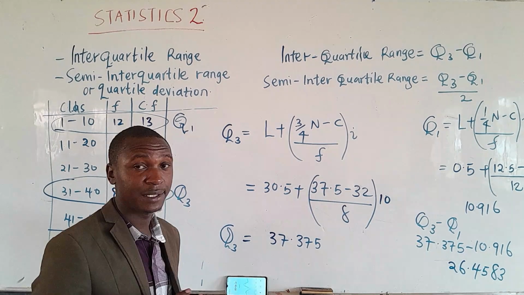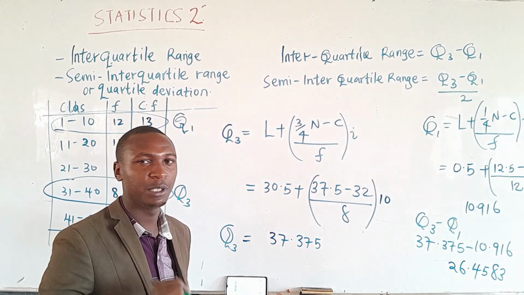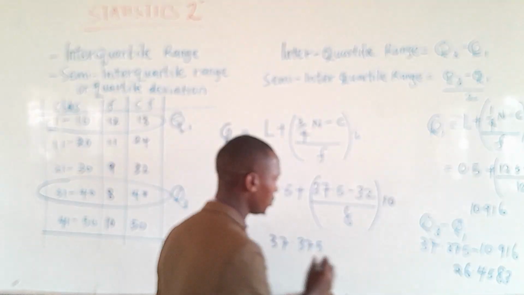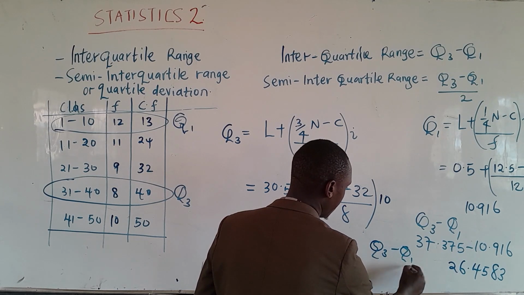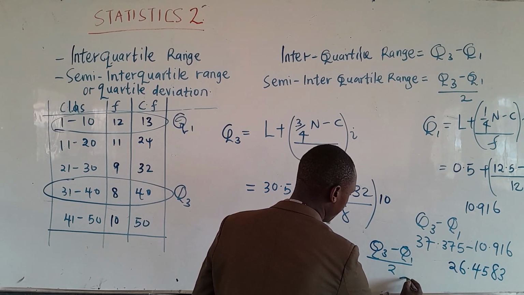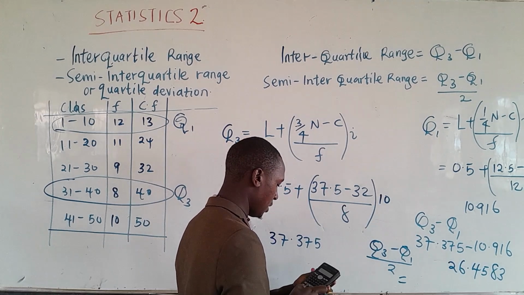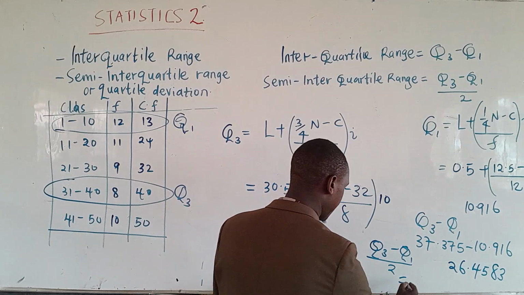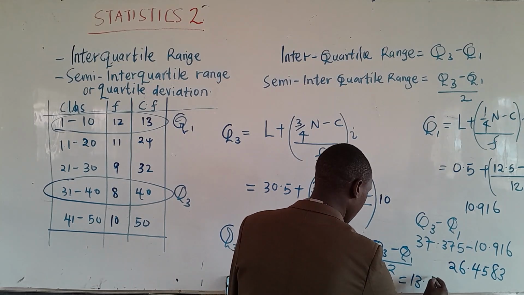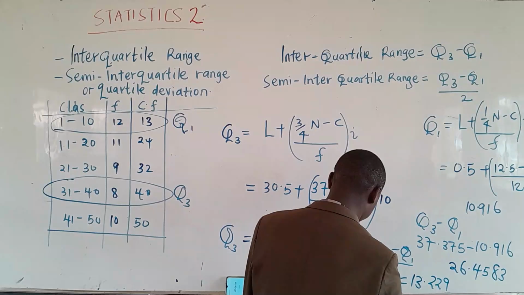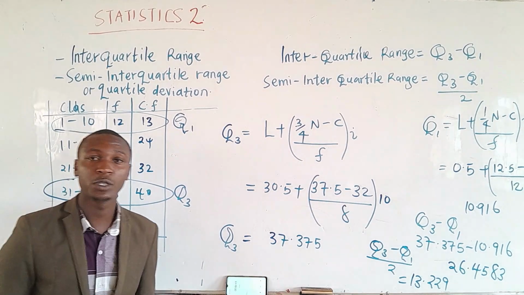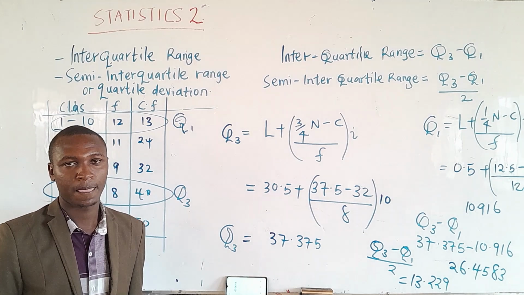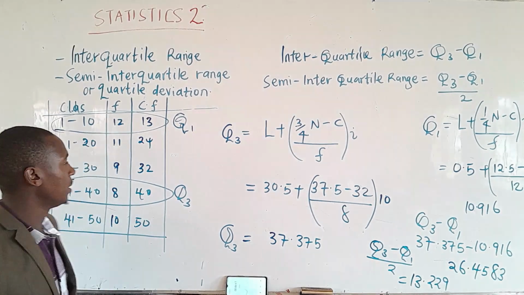If I want to get the quartile deviation or semi-interquartile range, then I do Q3 minus Q1 divided by 2. Therefore, if I divide this answer by 2, I get 13.229, and that becomes the semi-interquartile range. So that's how we work it out.